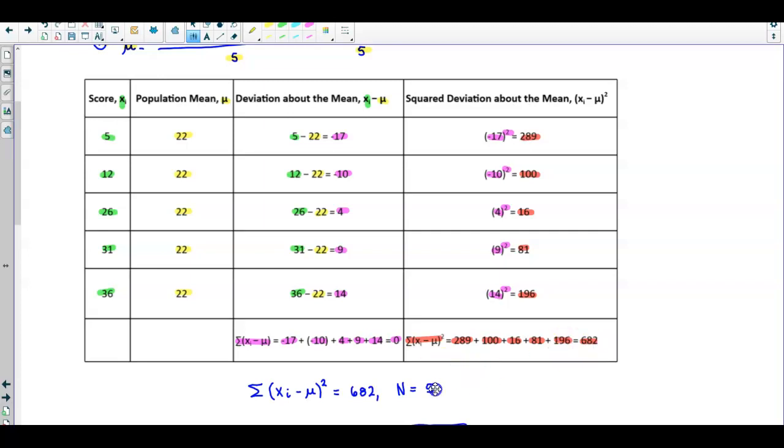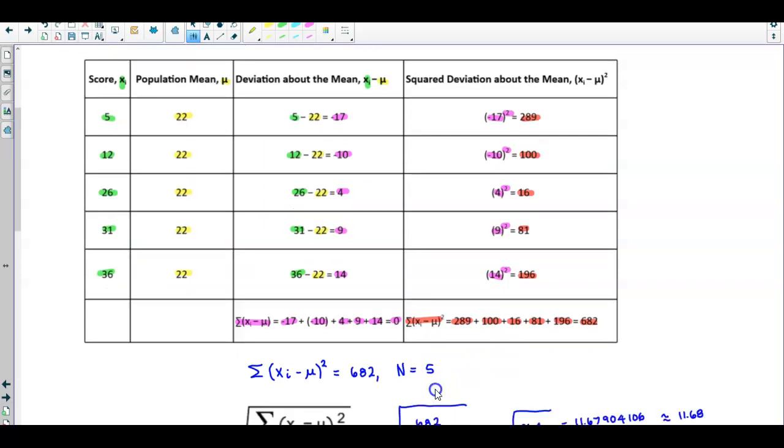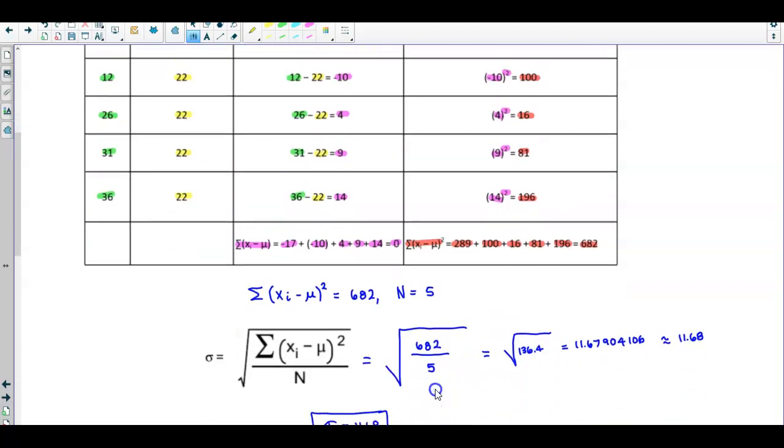And now we're going to plug this into our formula. So here is our formula. We know that the sum of the square deviations is 682. So that means in the numerator, underneath the radical, we're going to get 682. We also know that the population size is 5, so N is equal to 5. So when we take 682 and divide it by 5, then we get the following.